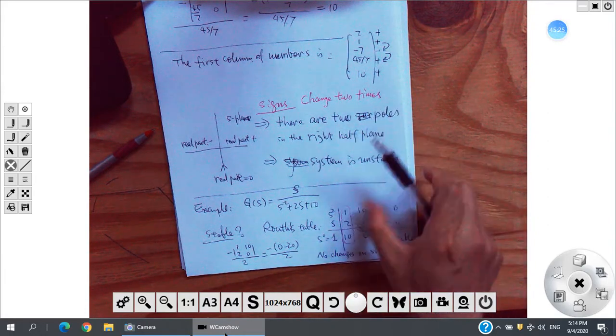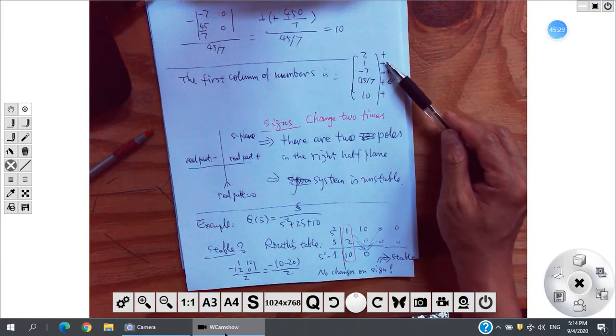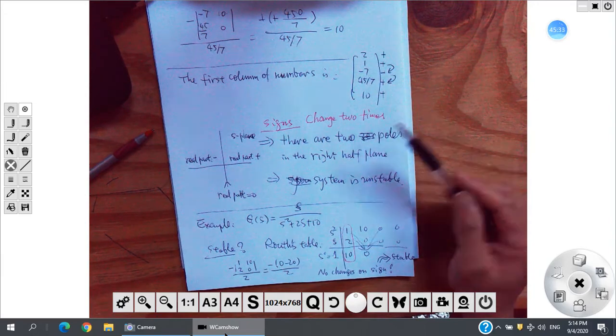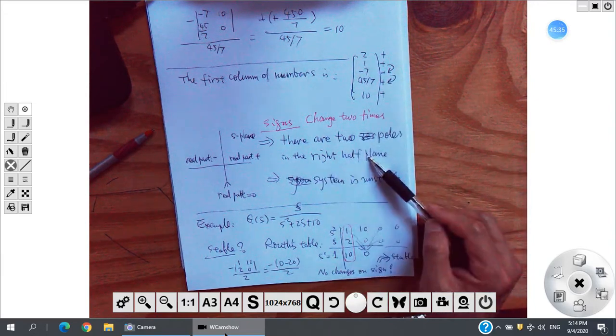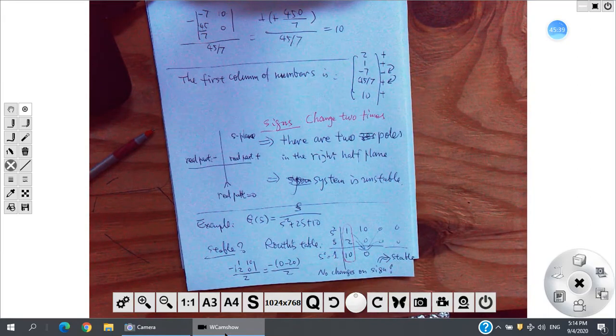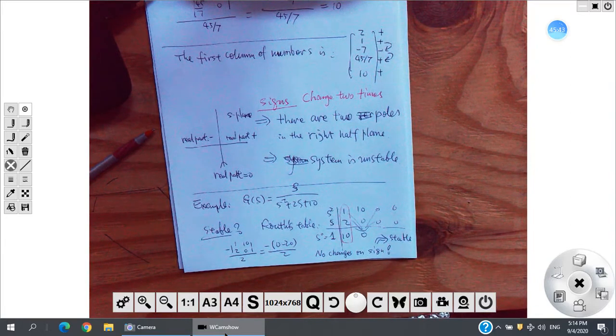In the previous example, we have two changes. Sign from positive to negative, and negative go back to positive. We have two changes. Then there will be two poles in the right half plane. So system unstable. And this one, now this one is a stable one. All right. So we can just check it like in this way.